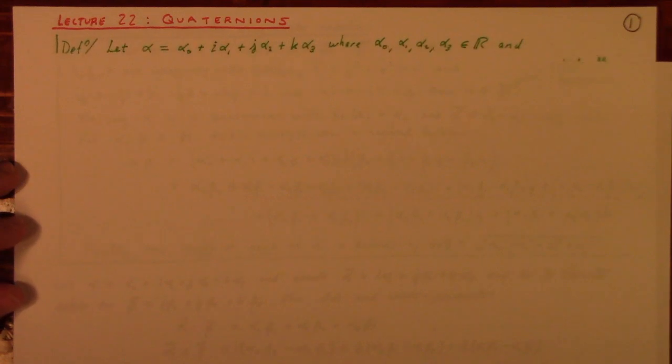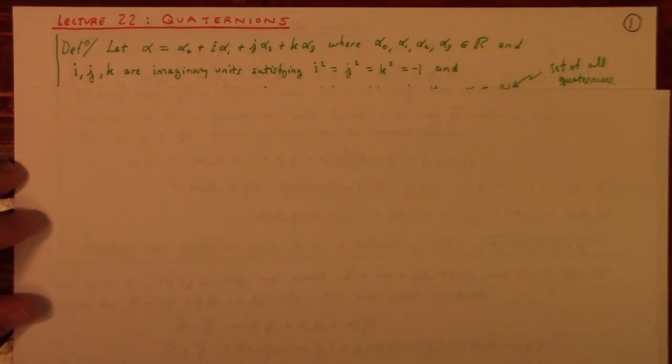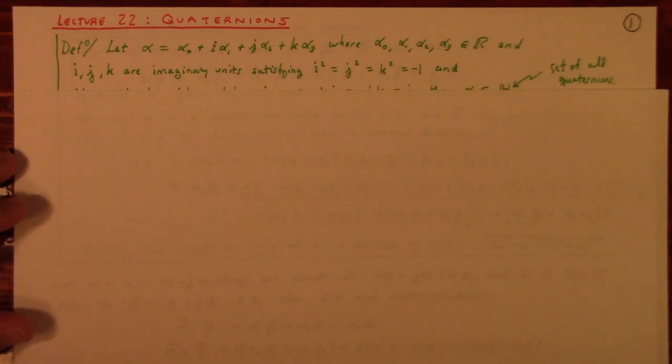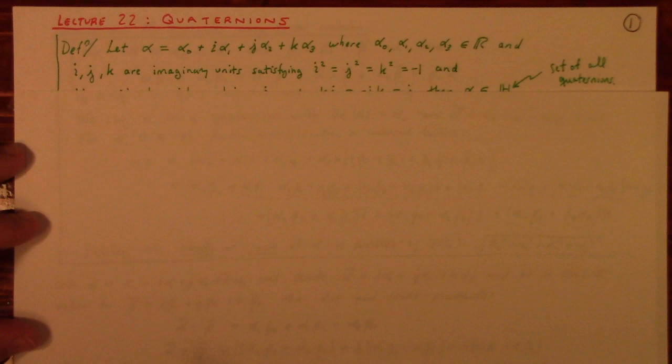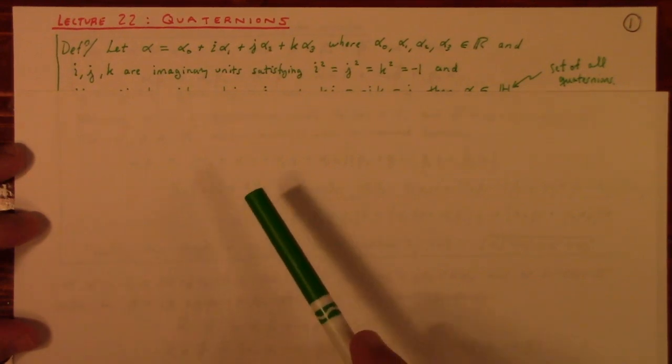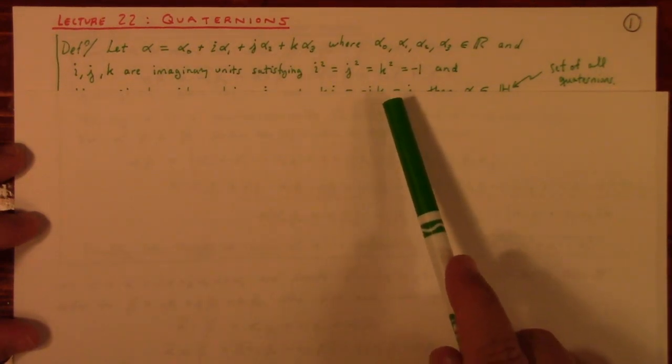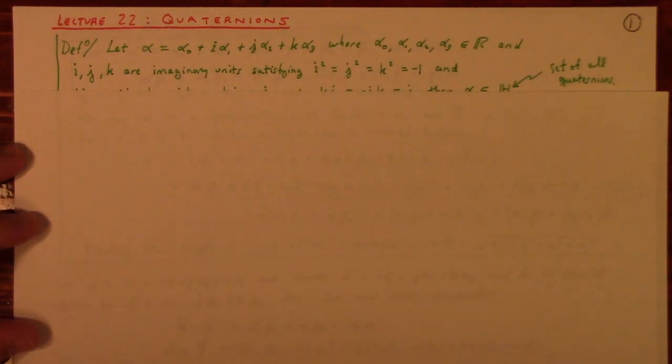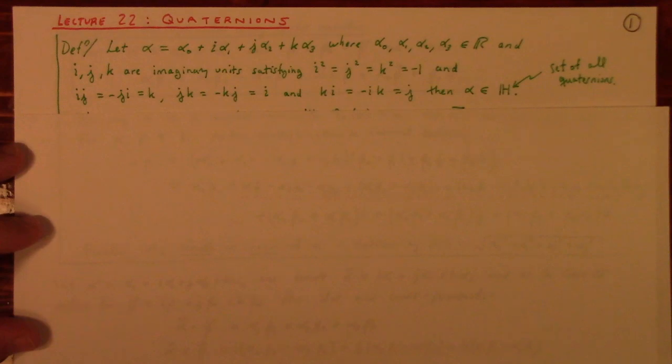Well, welcome to lecture 22 on quaternions. Let me give you the definition. A quaternion is something of the form alpha naught plus i alpha 1 plus j alpha 2 plus k alpha 3, where alpha 0, alpha 1, alpha 2, alpha 3 are real numbers, and i, j, and k are so-called imaginary units. They satisfy i squared equals j squared equals k squared equals minus 1, just like the complex numbers, but actually quite different.